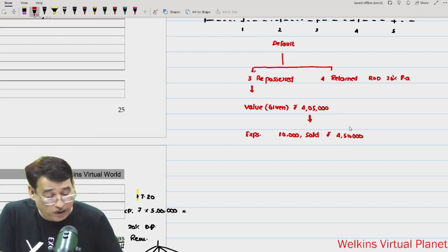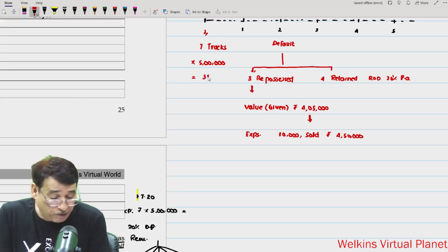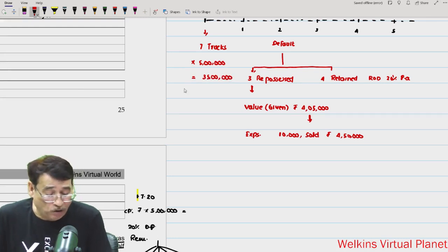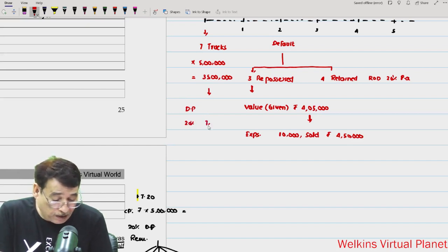Further, as I also told you in this particular question, seven trucks initially were acquired, and each truck is having a cost price of 5 lakh. So total cash price will be equal to 35 lakh. Now question says that out of 35 lakh, down payment will be 20%. So 20% down payment will be equal to 7 lakh. And question says that remaining amount. Now what is the remaining amount? The remaining amount will be equal to 28 lakhs.